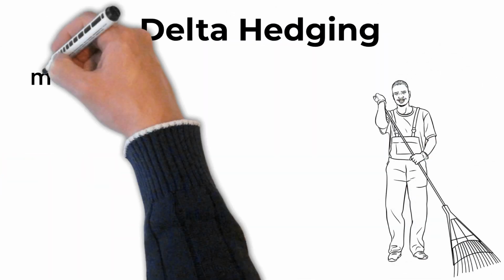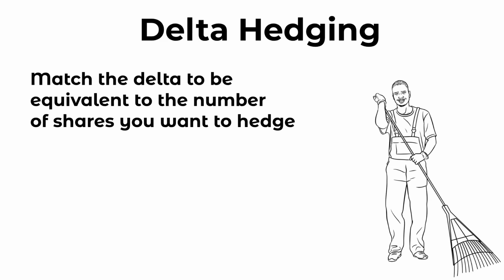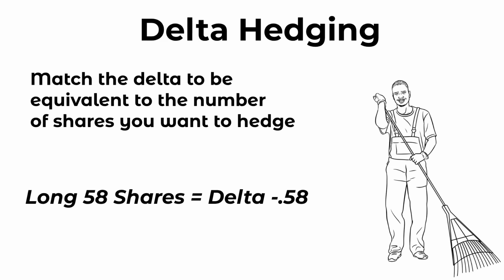When hedging with option contracts, you'll want to match up your delta to be equivalent with the amount of shares that you own. If you were long 58 shares and wanted to hedge your downside, then they should be hedged with an option that has a delta that is close to negative 58 or negative 0.58. This is known as delta hedging.